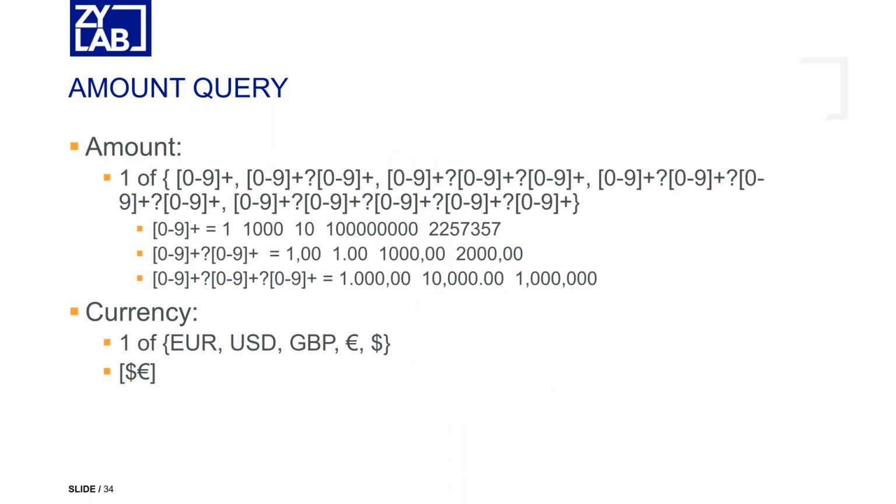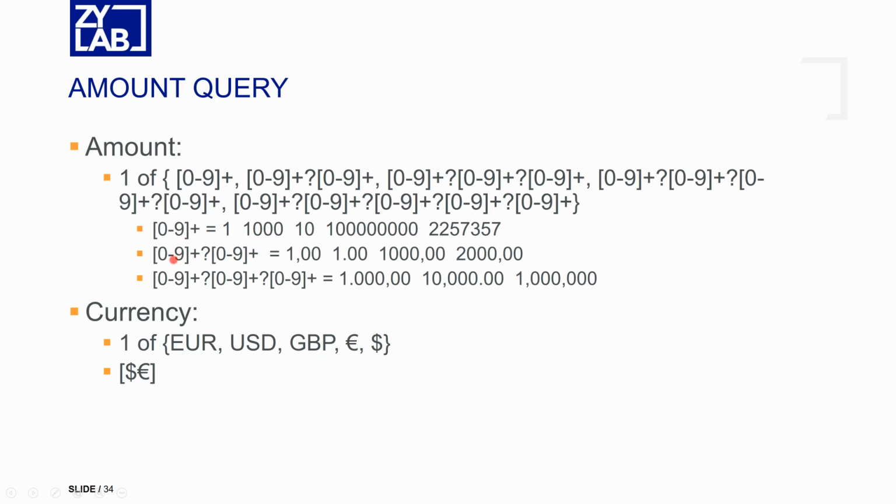You see at the first line, amount, the very long query that has different parts. Let me use the highlighter here. Let's see if this works. What you see here is the first part, 0 to 9 plus, which means that I want to find any number with at least one numerical character, 0 to 9, and that should be repeated. So this can be any number which is connected to each other.